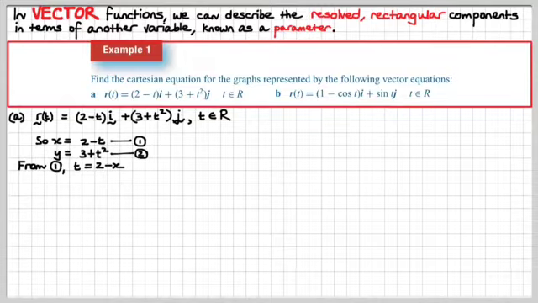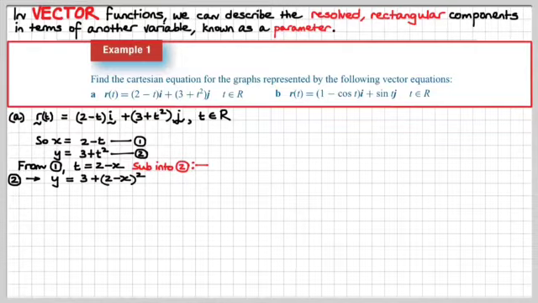So therefore, what I'm doing now, guys, is, because we have to get the Cartesian equation for the graphs, we're going to eliminate t from one equation, substitute into the other in terms of x, and then we'll get our relationship between x and y.